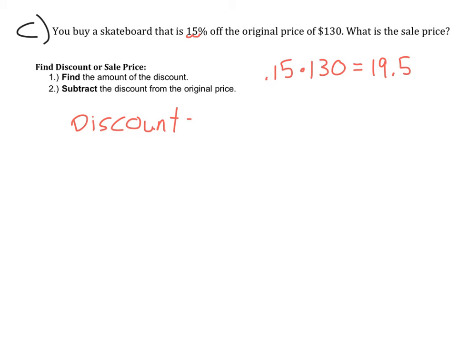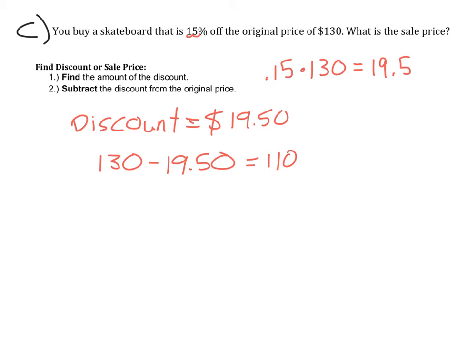Let's write that out. Discount equals $19.50. Now, to find the sale price, the price after the discount, we just have to subtract how much we're saving from the original price. So if the original price is $130, we're just going to subtract $19.50 from that. And we get $110.50.